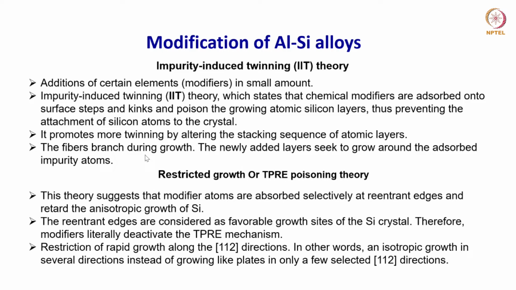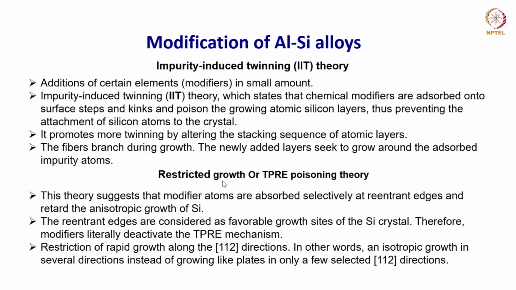Okay, so this is how this particular mechanism, impurity induced twinning or IIT, works in terms of preventing the preferential growth of silicon. Okay. There are other mechanisms also. If you look at this here, for example, which is restricted growth or the TPRE poisoning theory.